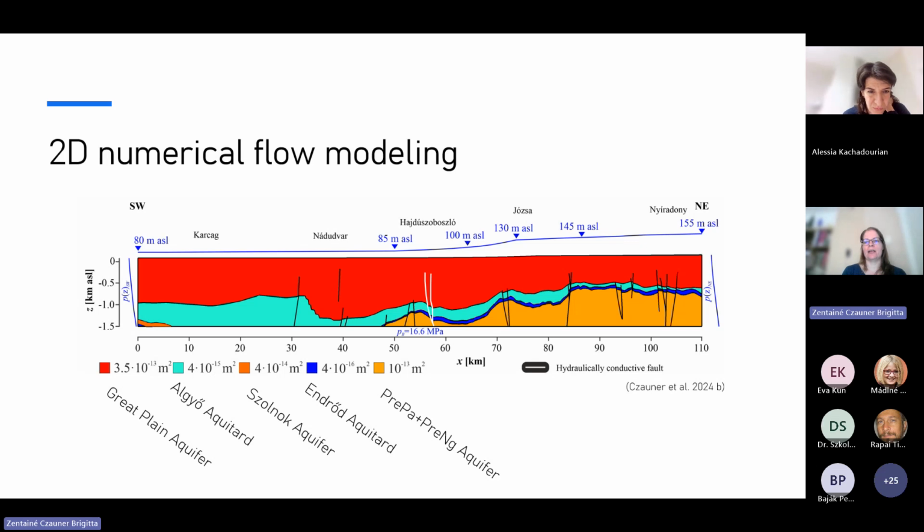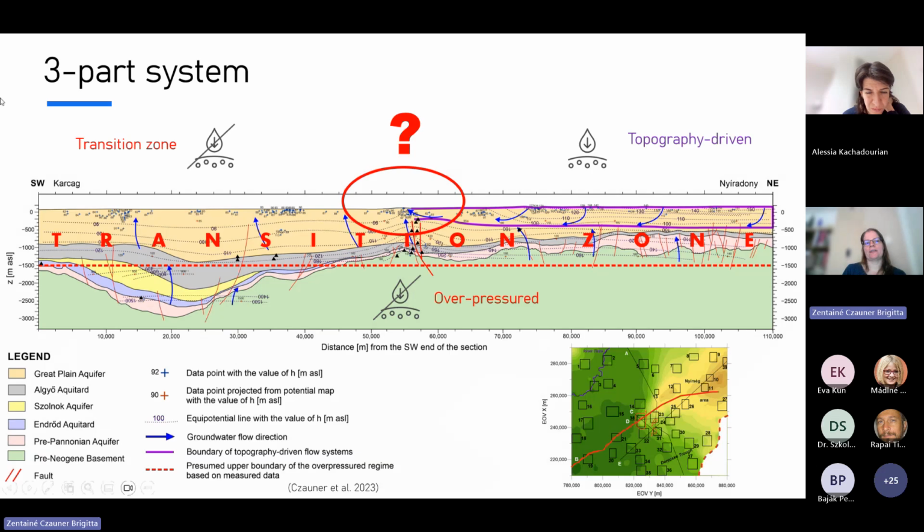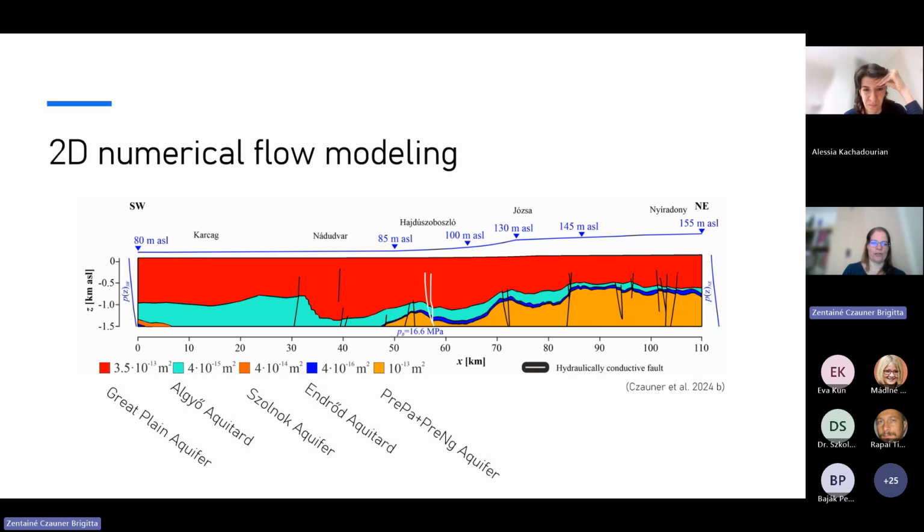And to solve this question and also to analyze the interplay of the different flow systems, we ran 2D numerical flow simulations along the same section that I have showed you. Along this section, we just cut down the lower part, the overpressured part. We only modeled the upper part, the normal pressure conditions, because first we want to analyze the interplay of the topography-driven system and the transition zone, and we want to find their boundary also in the discharge area. So in the first step, we avoid the problems with the overpressured system.